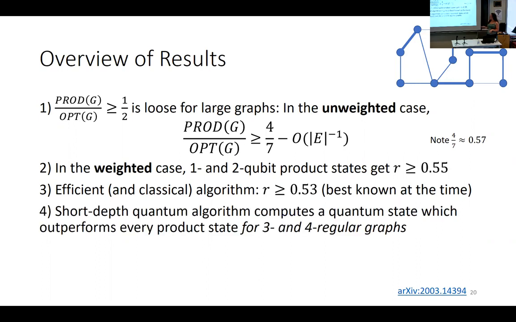And then finally, we provide a short depth quantum circuit that can outperform all product states, but only for a very restricted class of 3 and 4 regular graphs. And that's mainly because it's annoying to prove it if you don't have that structure. I think it would work in general, but I didn't prove it.